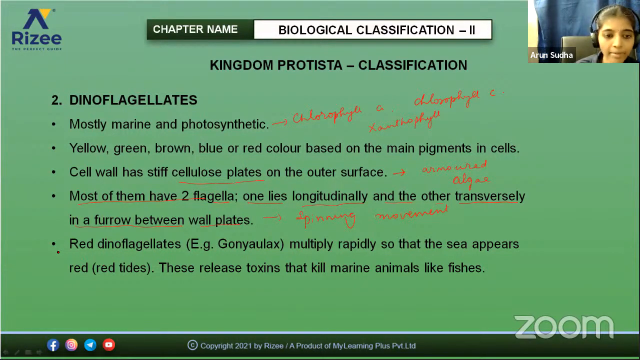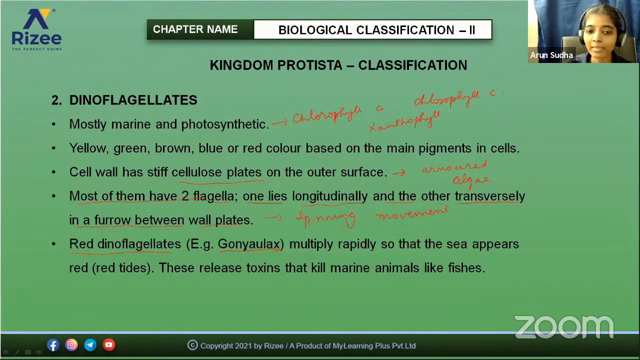And red dinoflagellates. So what are these red dinoflagellates? An example is Euglenoids. Euglenoids is a type of dinoflagellate, and it multiplies rapidly. So there will be a rapid multiplication of these dinoflagellates. Sometimes you would have seen that in the sea there will be red patches somewhere. You would have heard of it. The red patches are nothing but due to the overgrowth of these dinoflagellates. So they give a red color to the seawater. Instead of blue water, the particular area in the sea will be red in color. That is due to the presence of these dinoflagellates.